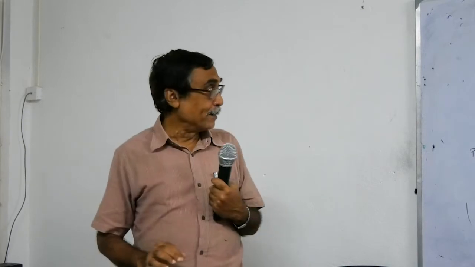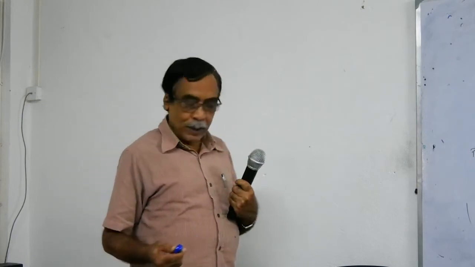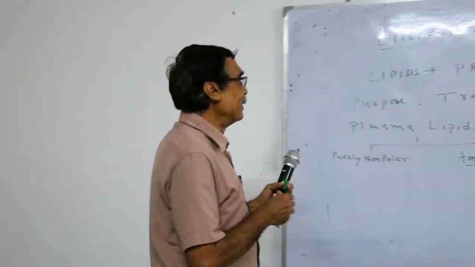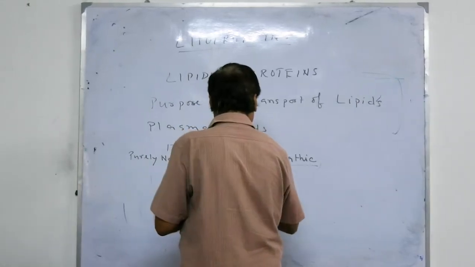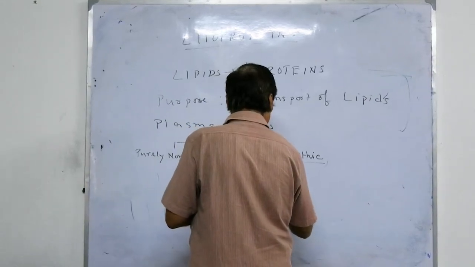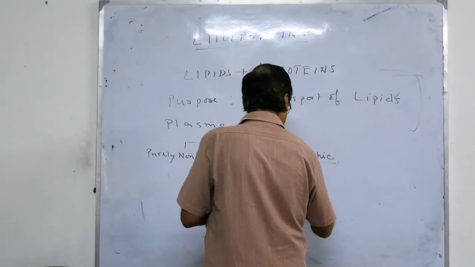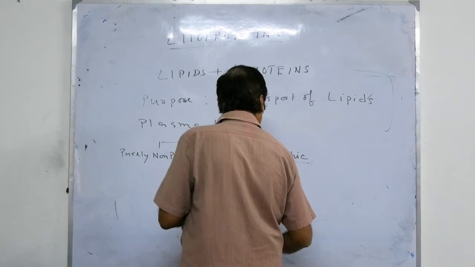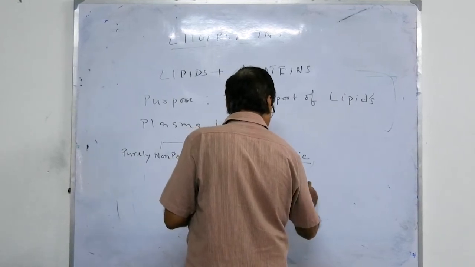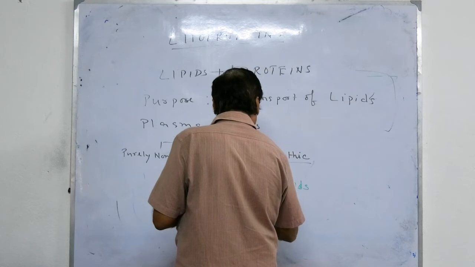It has both characters, polar and non-polar. Now what are the amphipathic lipids and what are the non-polar lipids? Amphipathic lipids are phospholipids and cholesterol.